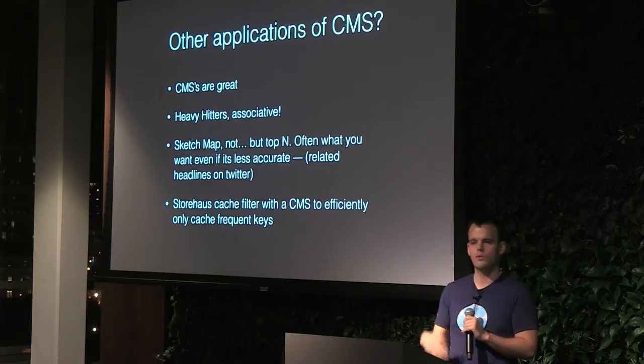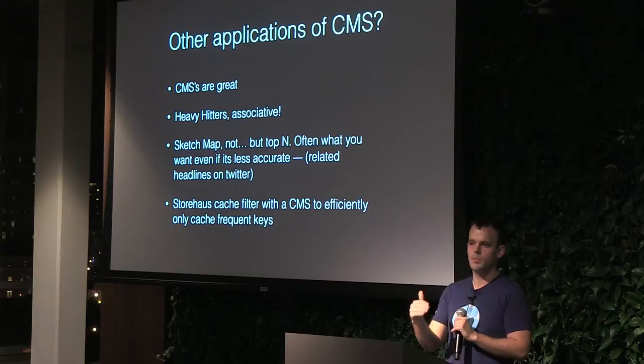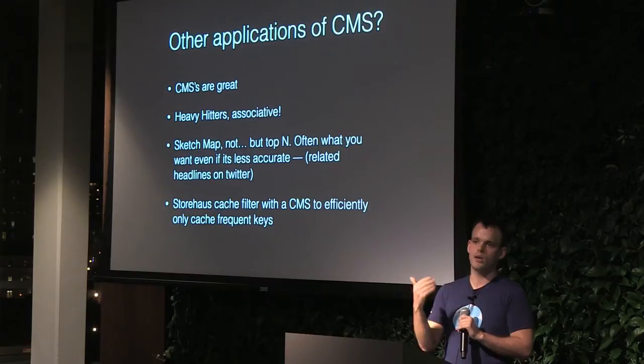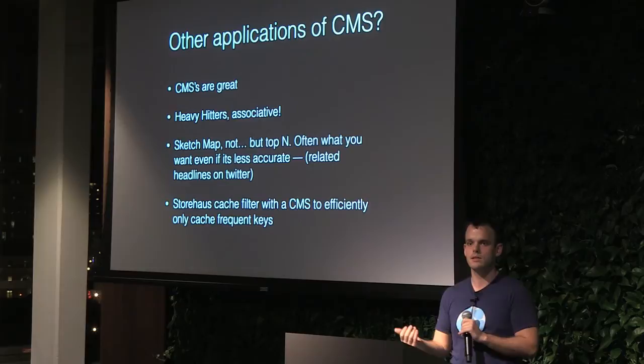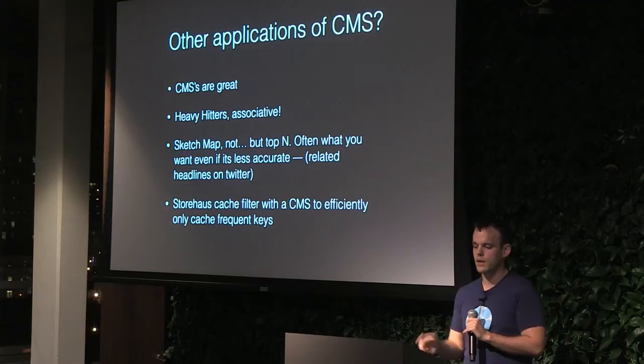So even though it's not associative, it will give you your top N where these are reasonably large. If you want to look at inbound news sites for referrers or similar things like that, it works extremely well for us. That's actually what powers our related headlines system, a Summingbird topology that uses this. So that's one of the associated things.